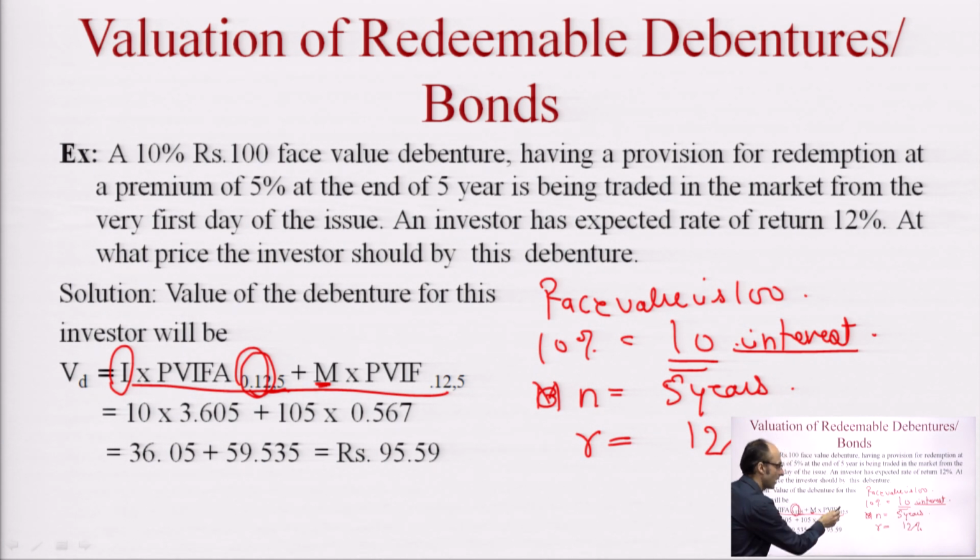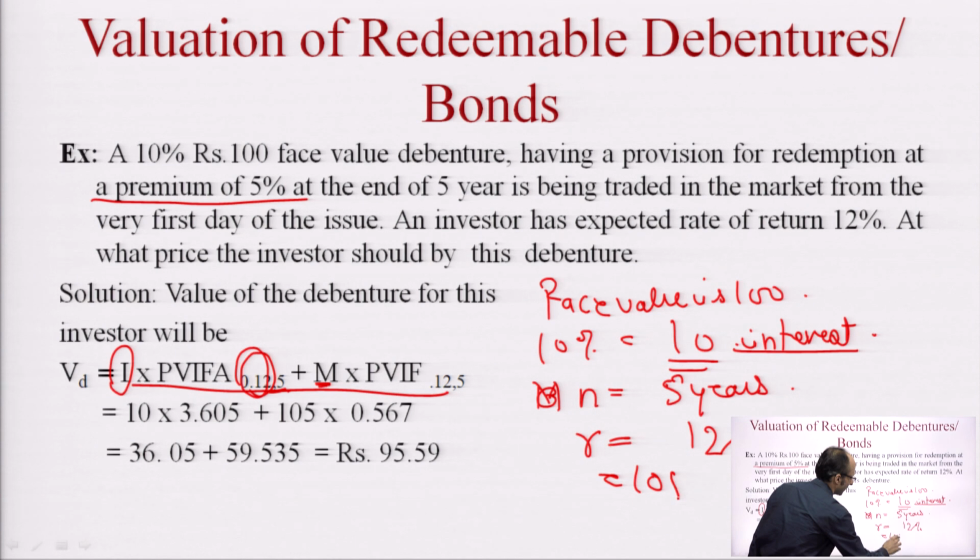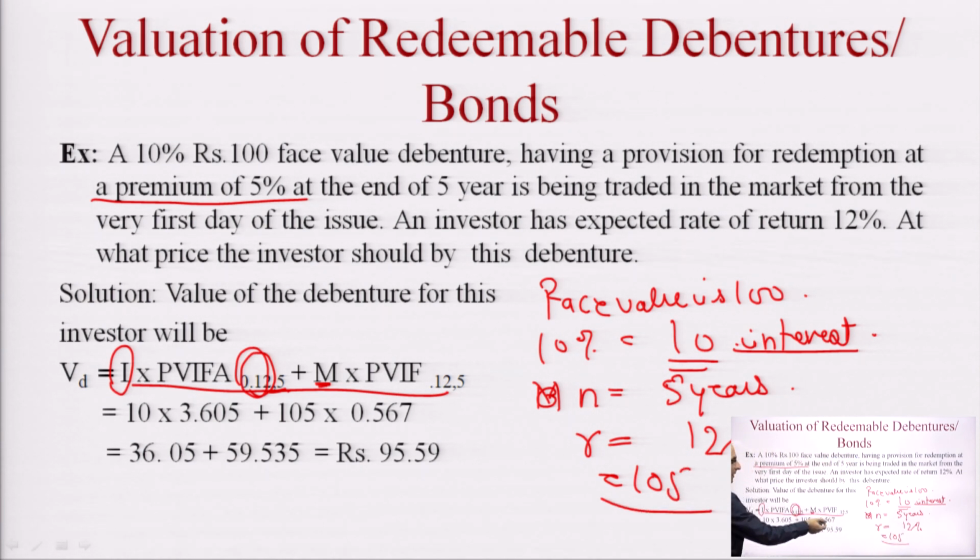The PVIF table will be used at 12% and 5 years. Now see here, 10 is the interest, and this is the present value factor for 12% at 5 years of maturity, and this is 105 because it is expected that the bond will be redeemed at a 5% premium. It means at redemption the bondholder will get 105 at the time of maturity. So 105 multiplied by the present value factor will come out to be 95.59. Now 95.59 is actually the intrinsic value calculated by the investors.